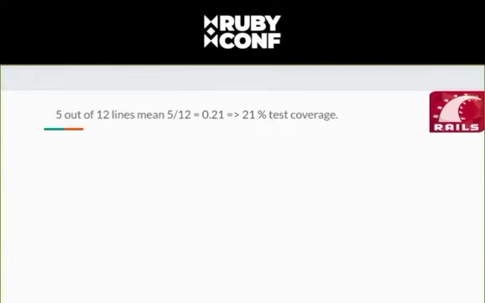So now we want to calculate the coverage that this test case is providing us. Only 5 out of 12 lines are running. So it means that it's 5 by 12, only 21% test coverage we have at the moment.